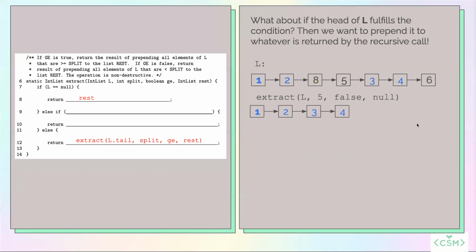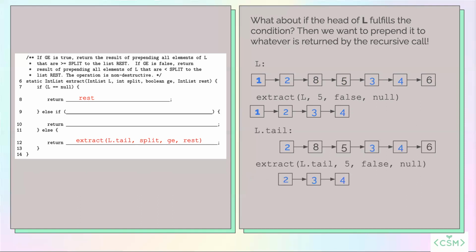But what about if the head of L fulfills the condition? Then we want to prepend it to whatever is returned by the recursive call. So again, I have the same sample list L. If we run extract on L, 5, false, and null, we want to extract 1, 2, 3, 4, right?